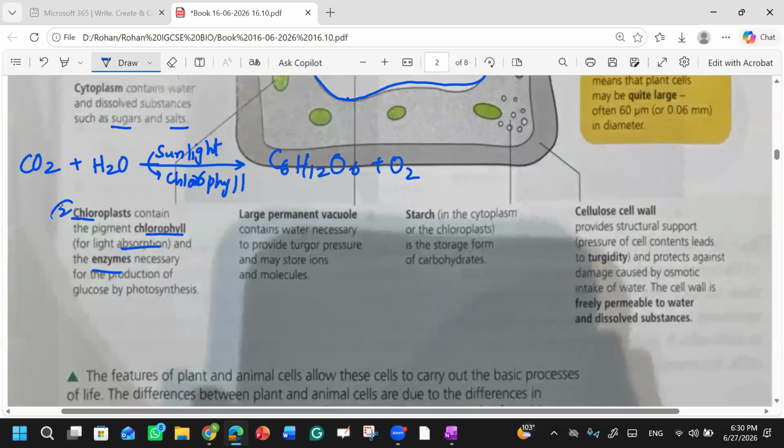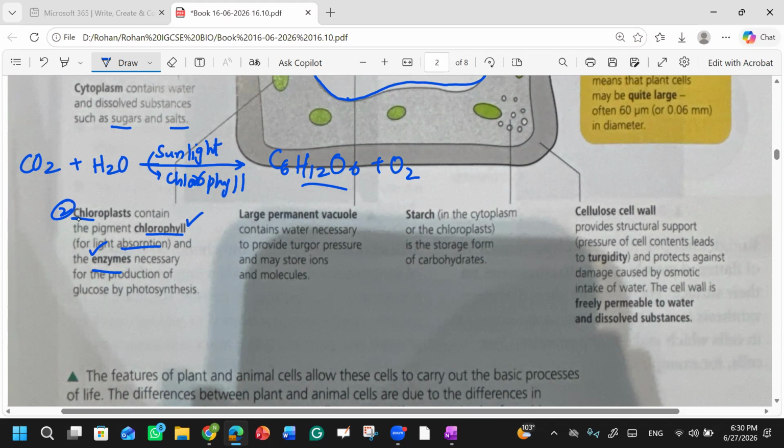There are two things in this chloroplast. What are the two things? Firstly, chlorophyll. Second thing is enzymes. Why are enzymes necessary? Enzymes are needed to convert carbon dioxide and water into glucose. We have discussed that enzymes are needed for every type of chemical reaction, whether it is happening in the plant, in the human being, or in any other animal. In every species where there are chemical reactions happening, there is need of enzymes, right?